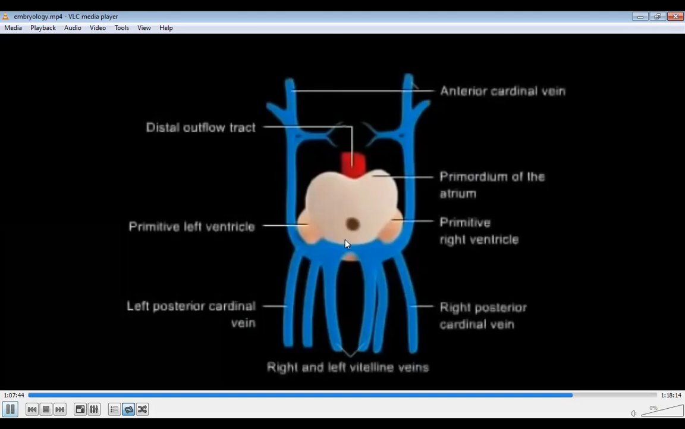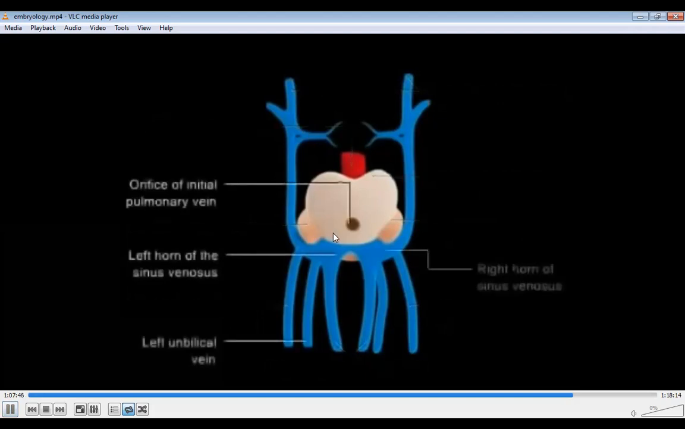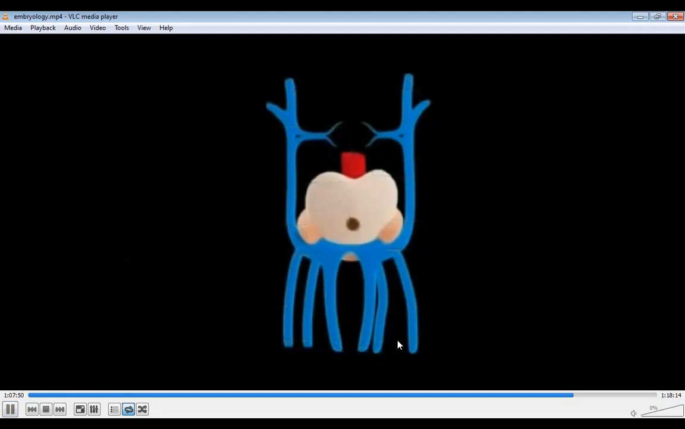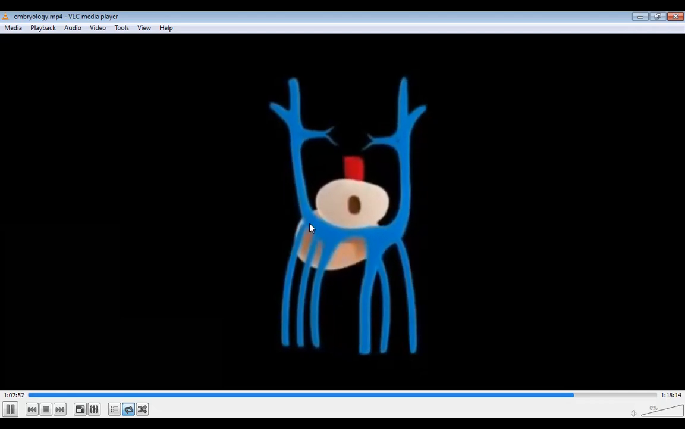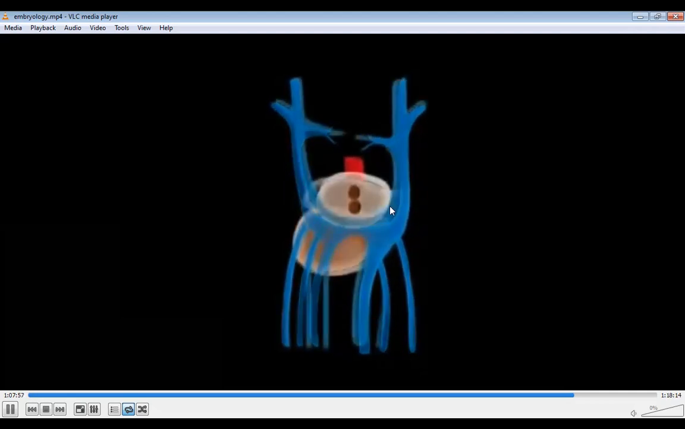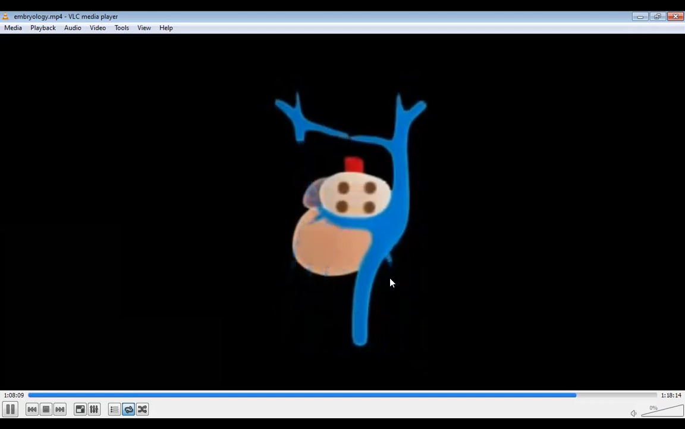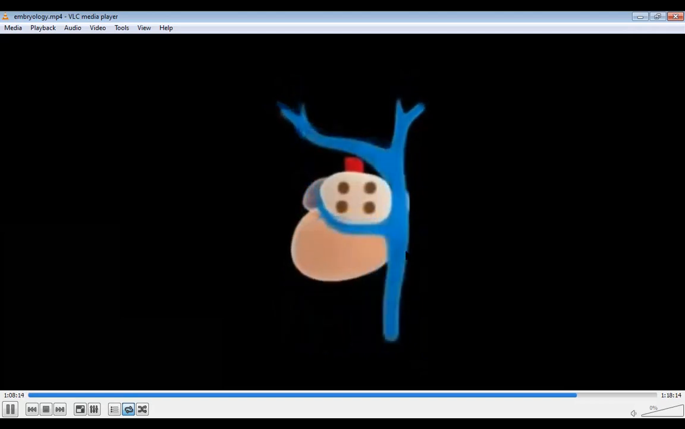Okay. Then what happens? Gradually the left horn will lose its importance. Why? Because a left to right shunt will be formed. Over here you can see there is regression of the left horn and the right horn will stay. Gradually all the left veins will regress except the left umbilical vein, and on the right side only the right vitelline vein is left over here. Slowly and gradually everything will regress.